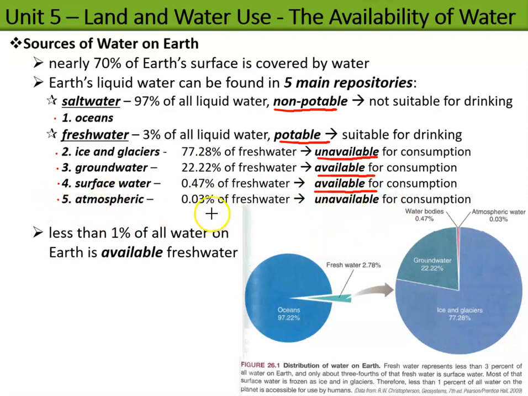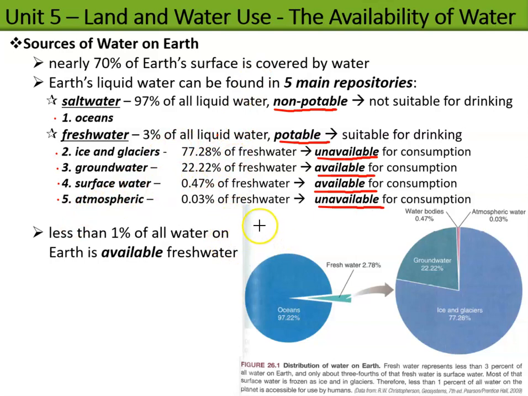And then we have the atmospheric water, which is very significant in function, but very small in its actual percentage. It's only about 0.03% of all fresh water. Generally, atmospheric water is unavailable for consumption in its form, but you do get precipitation that comes from this, so it does turn into liquid water that is usable. So not all of these are liquid water. Obviously, we do have ice and glaciers, which are solid frozen water, and then we have atmospheric, which is water vapor as well.